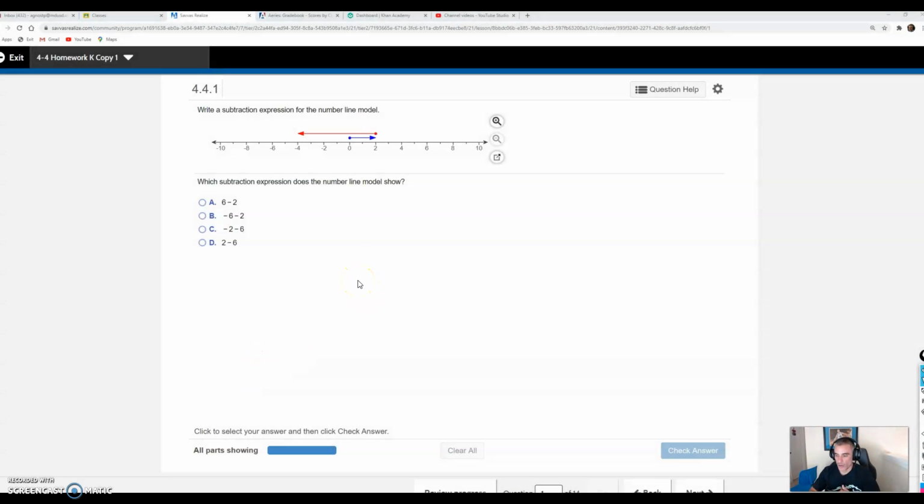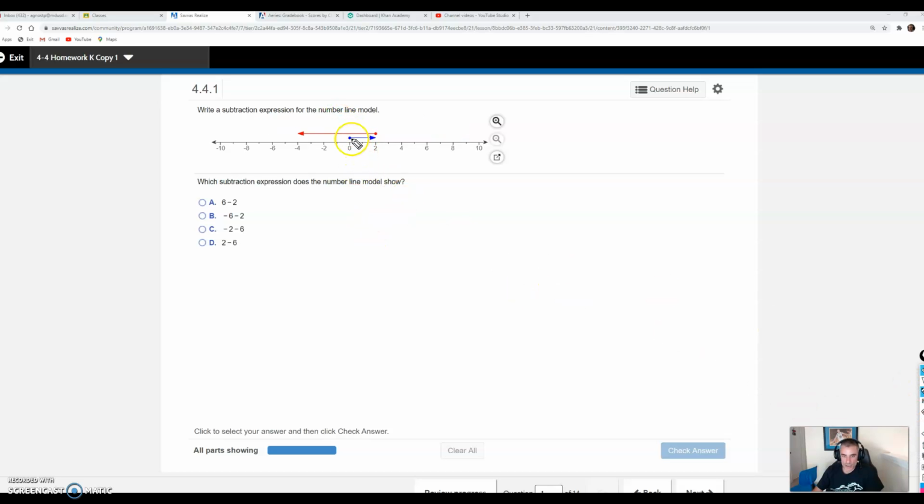Okay, so this is question number 1. It says, write a subtraction expression for the number line model. So this is a number line, and as we move to the right on the number line, the numbers get bigger, and as we move to the left, the numbers get smaller. Another way to think about it is anytime we add, we move to the right. So adding is moving to the right, and anytime we subtract, we move to the left. So moving to the left on a number line means subtraction. Okay?